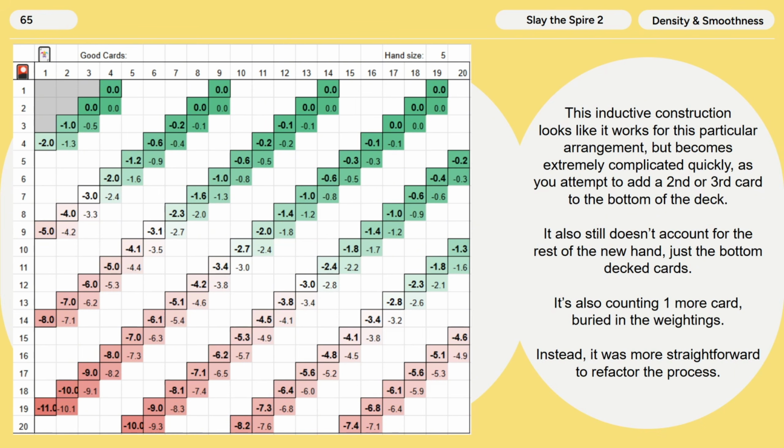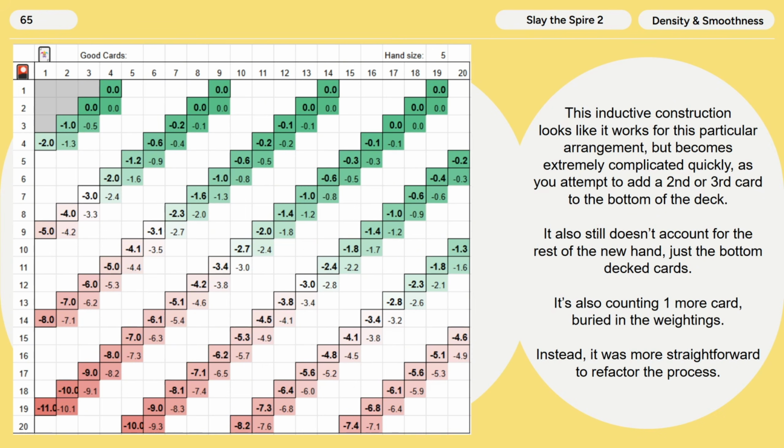It looks like it works for them, but it actually becomes extremely complicated very, very quickly. Every time you add an extra card to the deck, there's an extra layer of cases to handle. And then you're getting into permutations of those cards as well and different arrangements of those cards as well. Also, it doesn't account for the rest of the new hand, just for the bottom decked cards.